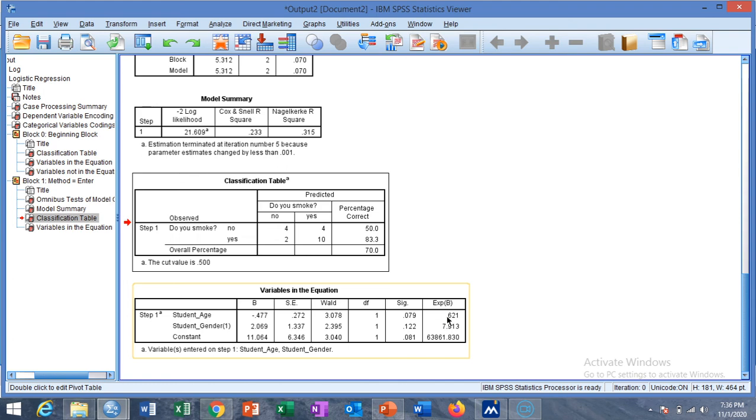In other words, you can say that student age is inversely proportional to smoking. When a student becomes more mature, he or she is less likely to smoke. And similarly, we found a positive relationship between smoking and student gender.